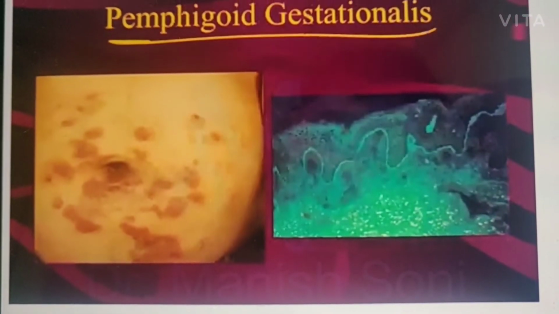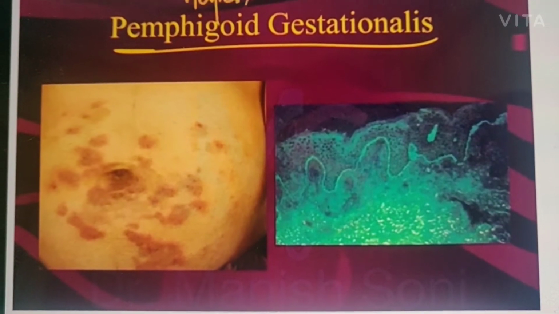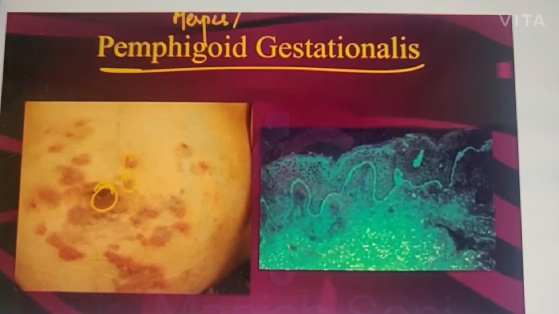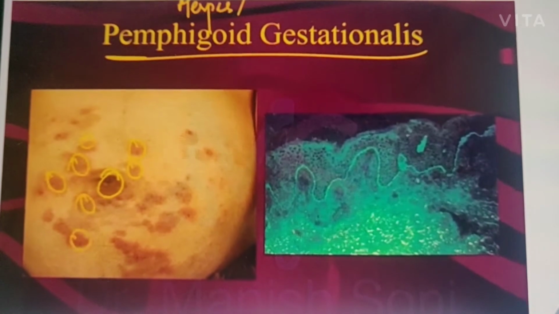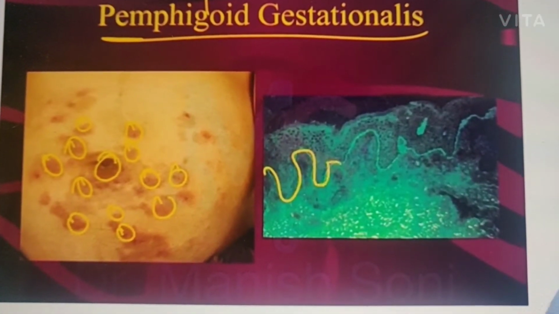This is a case suffering from herpes gestationis, which is also known as pemphigoid gestationis. Here the lesions are around the umbilicus. So peri-umbilical lesions are seen, and here also a linear pattern is seen in the basement membrane zone.